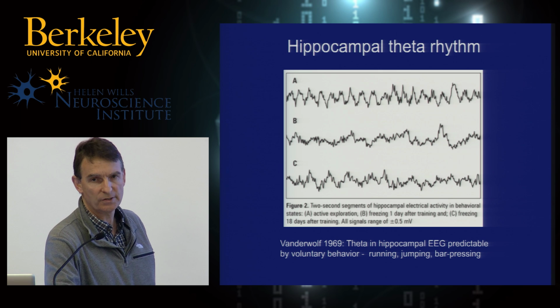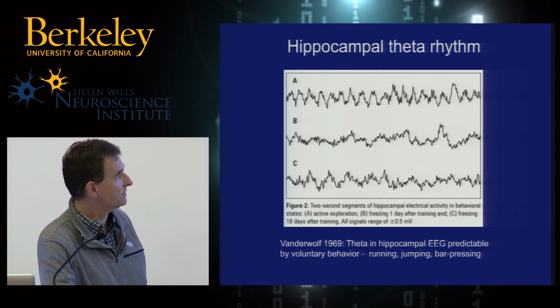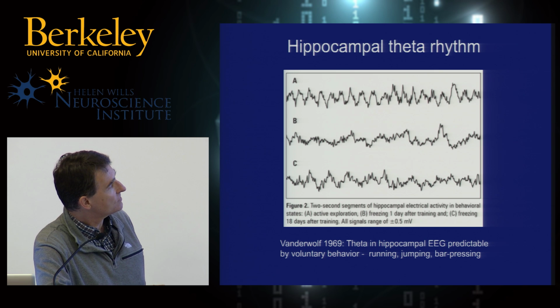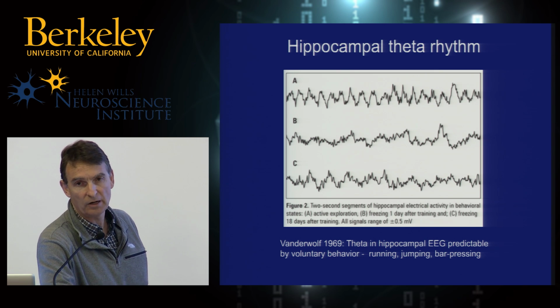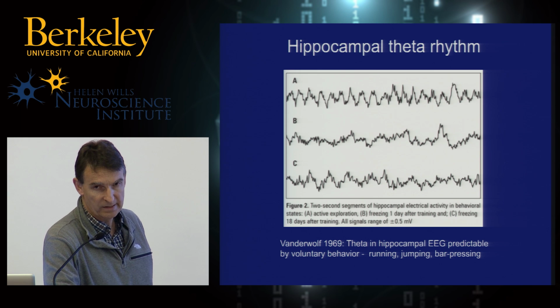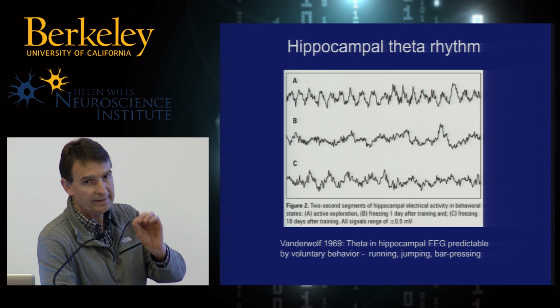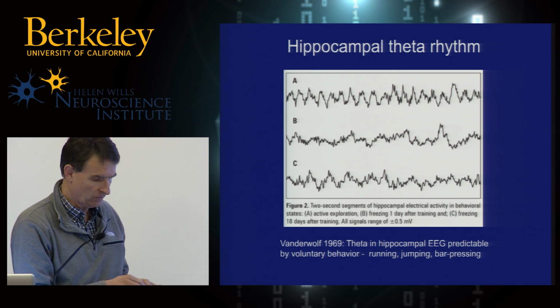So if the animal walks through the environment, if the animal presses a lever or does stuff, then you actually see this rather regular rhythm here. It's about 10 per second, 10 hertz. And this is called the Theta rhythm. And it's one of the strongest rhythms actually in the brain. You can actually see it if you just take an electrode and go close to that region, you will see it.